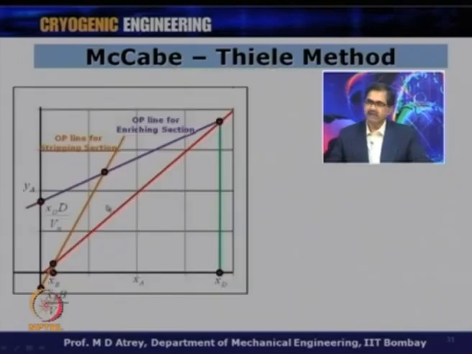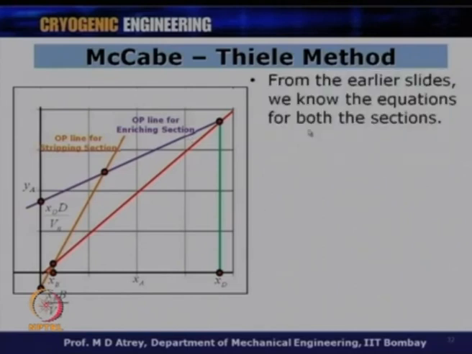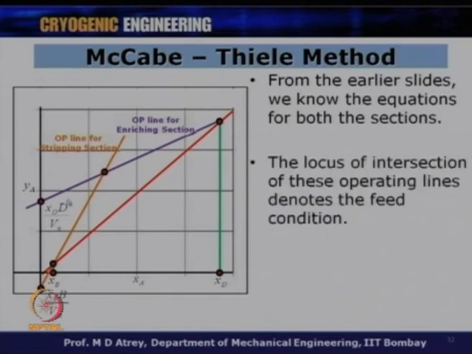So, this is what we have already studied, that we have an operating line for the stripping section and an operating line for the enriching section. From the earlier slides, we know the equations for both these sections. Now, you have the intersection point, and the locus of intersection of these operating lines denotes the feed condition. So, where do they meet?